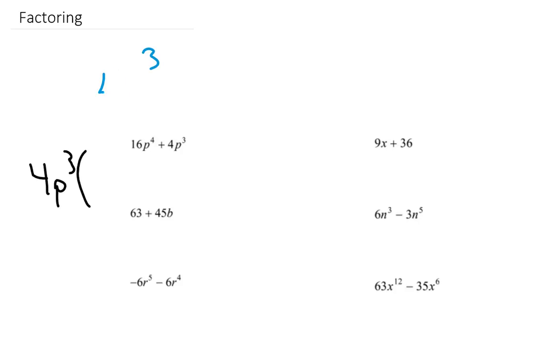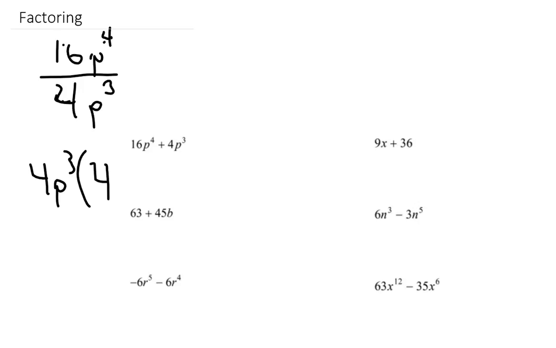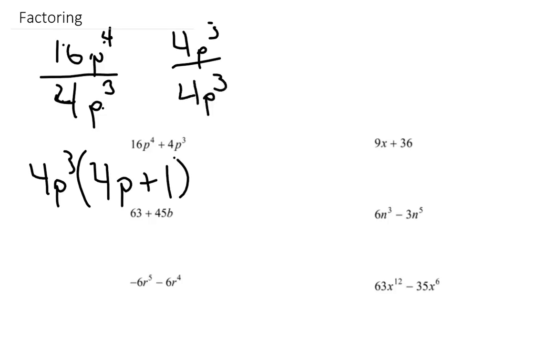If I had 16p to the fourth, and I factor out a 4p to the third, we'll see here, 16 divided by 4 gives me a 4 left over. P to the fourth divided by p to the third, all I have in here is a p. If I do the same thing here, 4p to the third, and I take away 4p to the third, all I've got is 1. So my factored form would look like this. Now I can see that I can distribute real quickly, and I get my same answer.